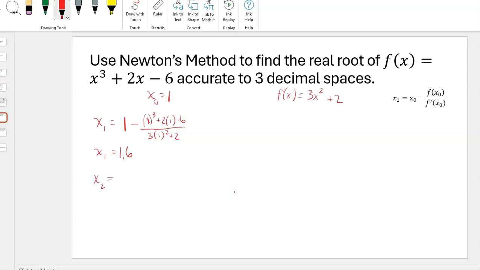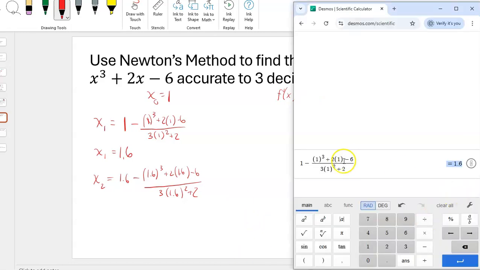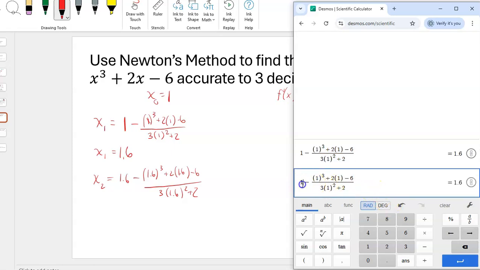Now x sub 2, I'm going to follow the same procedure I just did. But instead of plugging in a 1 in for my x's, I'm going to put in 1.6. 1.6 to the third, plus 2 times 1.6 minus 6, all over that. Now once I do that, it's just going to be a matter of copying and pasting. We're going to follow the same procedure, but instead of a 1, we're going to put in 1.6. And we'll see what happens. If you notice, our value is getting a little bit closer.